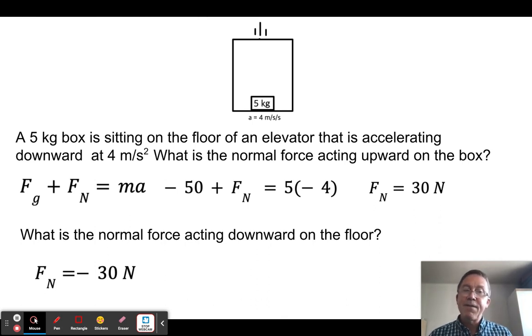Now, if I ask you though, what is the normal force acting downwards on the floor? Well, we know that if the floor is pushing up on the box with 30 newtons, the box must be pushing down on the floor with negative 30 newtons. It has to be equal and opposite forces. We'll have a lot more to say about elevator problems later on in the unit, but they're pretty cool.